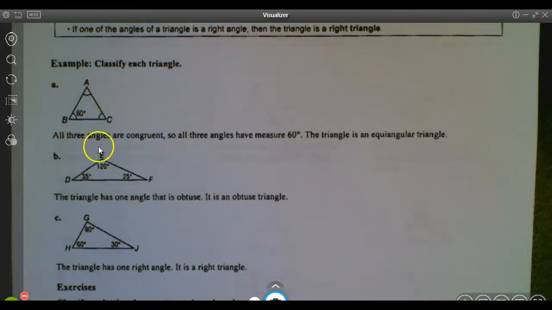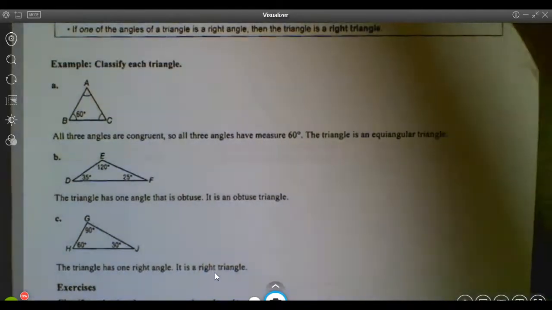As we look at this one, we saw that there was one angle that was obtuse, right, bigger than 90 degrees. Therefore, this was an obtuse triangle. So that's how we'd classify it. And here's the third one. You can see the 90-degree right angle. So as soon as you see that right angle, we're going to call it a right triangle. So here's a couple we can try on our own.